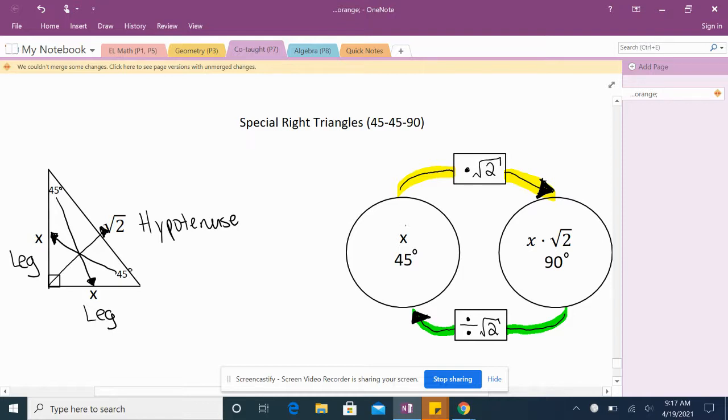If we know the value of our leg, we multiply by the square root of 2 to get the hypotenuse.